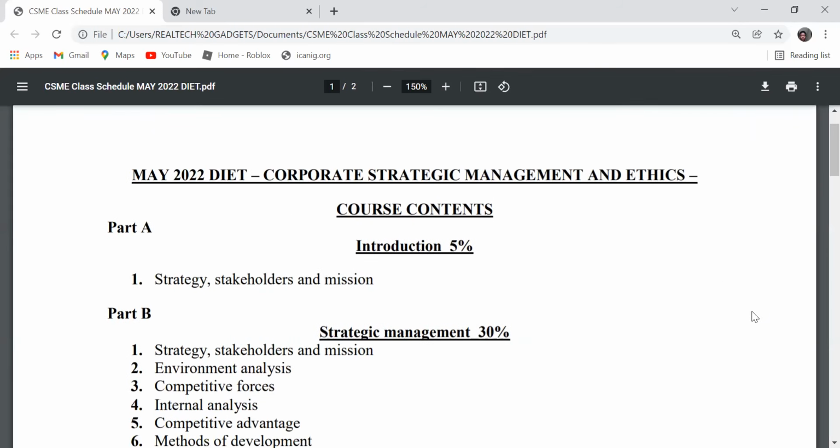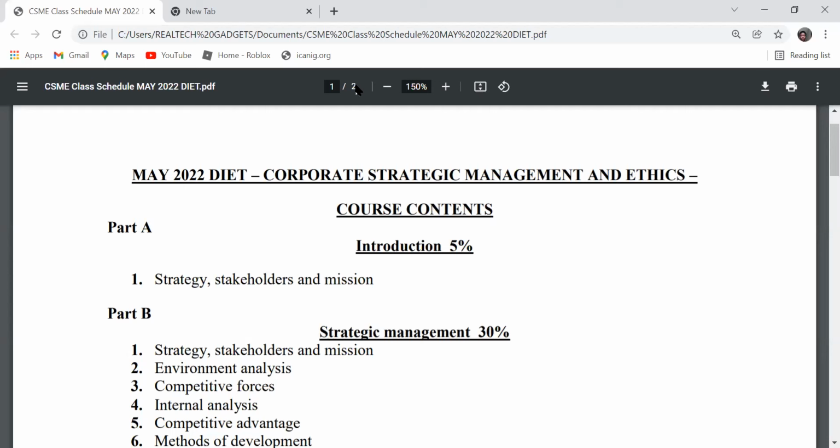So this is the syllabus guide, and this is the course content. The syllabus is divided into 5 sections. The first section is what we call introduction to strategic management, which is 5% of the syllabus. In section A, which covers 5% of the entire syllabus, we are going to be talking about introduction to strategy. What is the meaning of strategy?